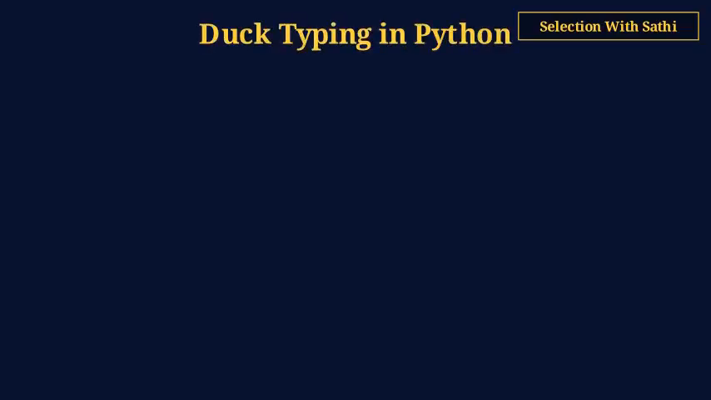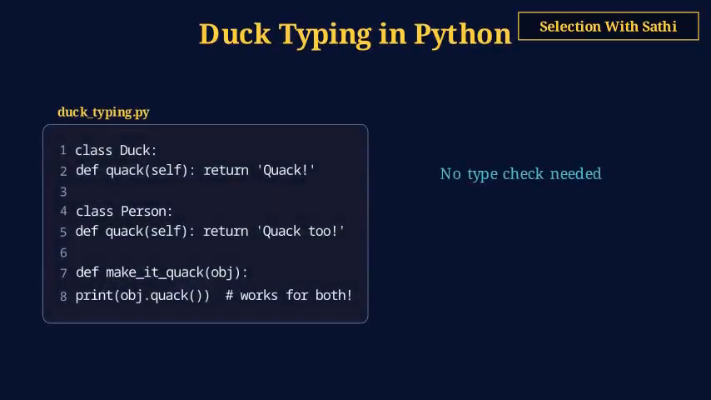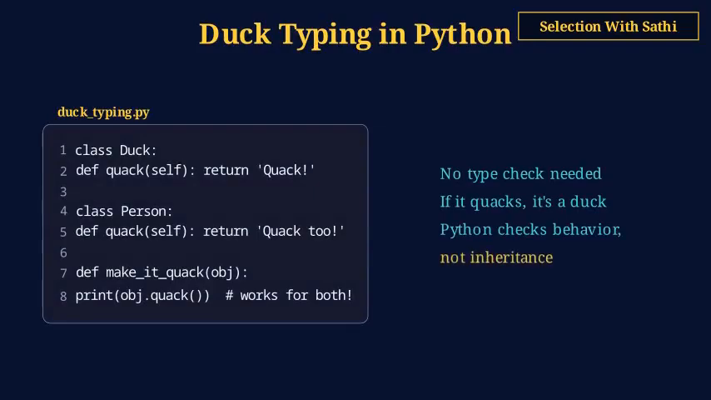Duck typing is Python's default approach to polymorphism. If it walks like a duck and quacks like a duck, it is a duck. Python doesn't check the type of an object, it checks if the object has the right method. len(obj) works if obj has __len__, regardless of which class it belongs to. You never need to declare "implements interface" like in Java.